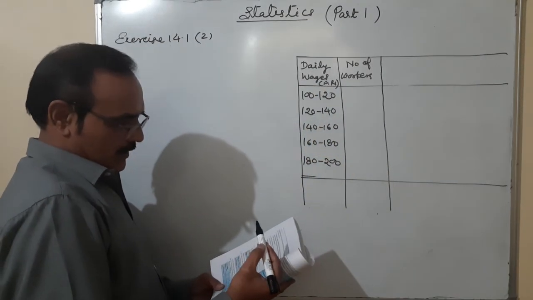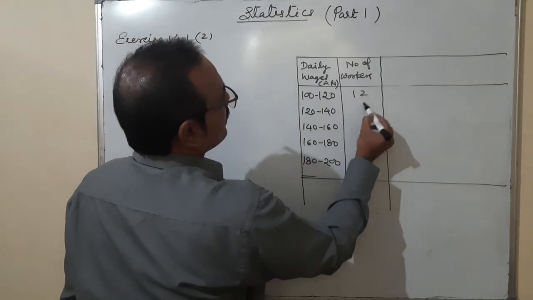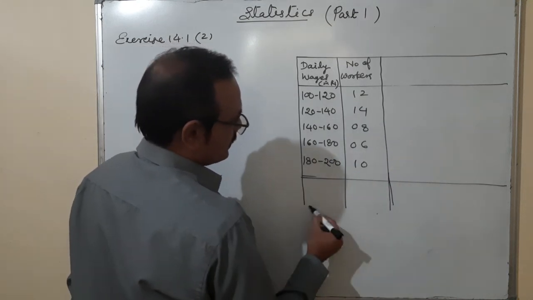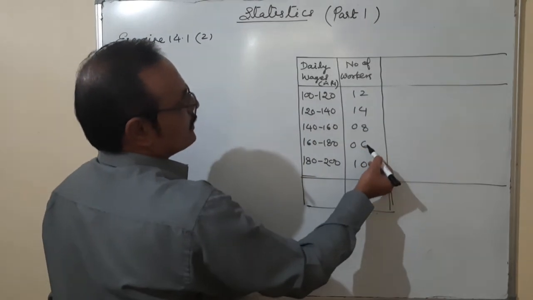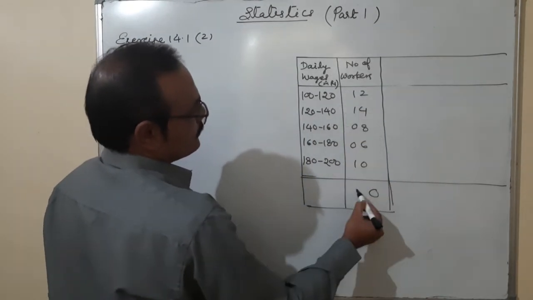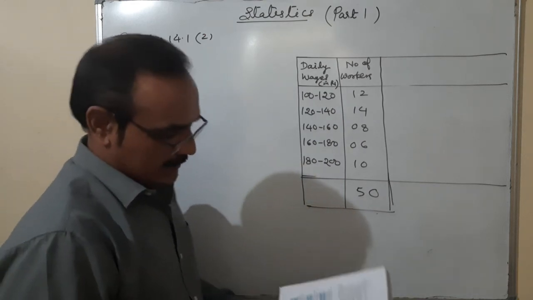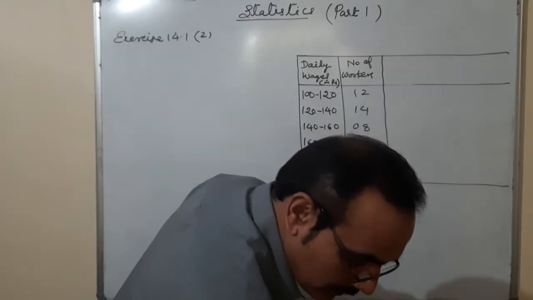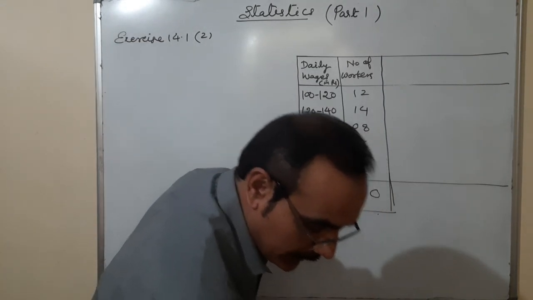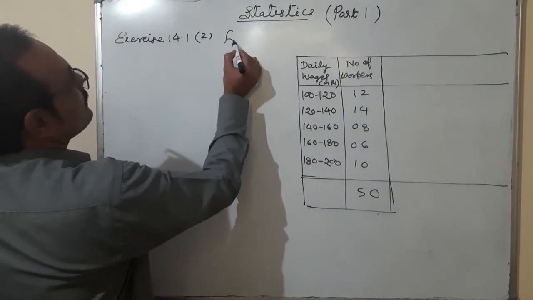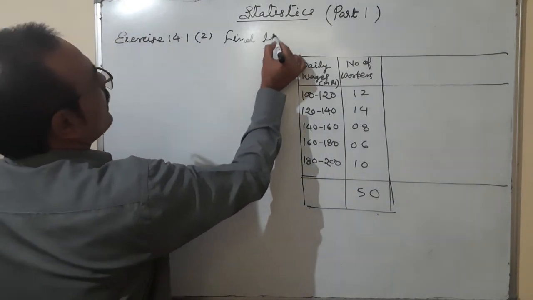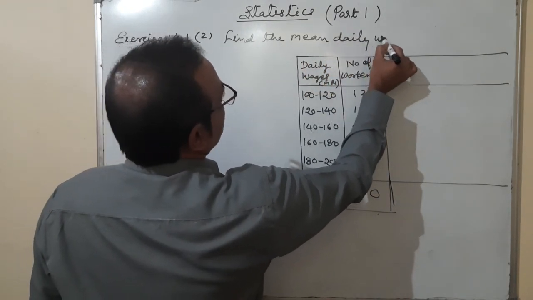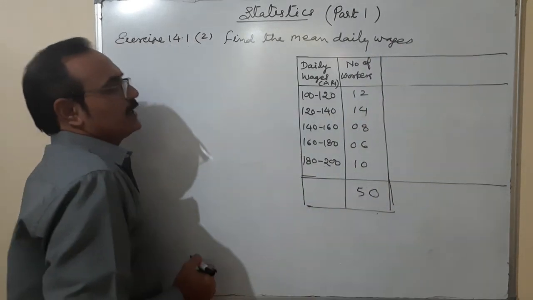Number of workers: 12, 14, 8, 6, and 10. Total 50 workers are there. The question is, find the mean daily wages.